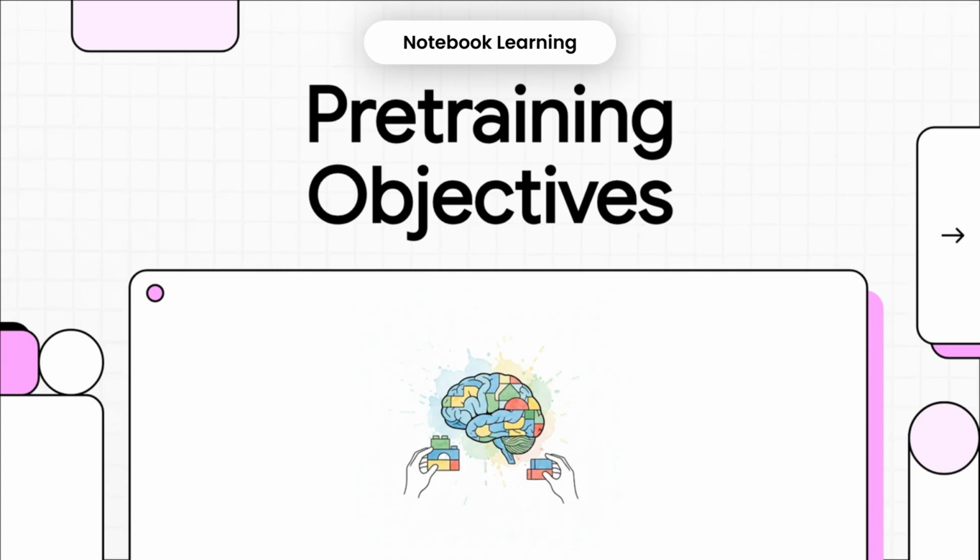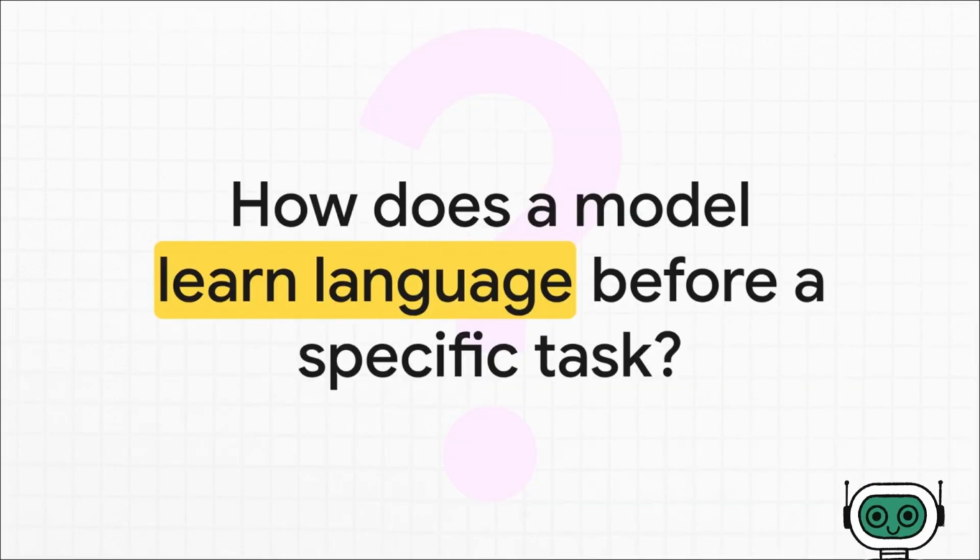Welcome to day 78. Have you ever wondered how a model like GPT-4 seems to know so much about, well, everything right out of the box? It's not magic. It's the result of a very deliberate learning phase. Today, we're going to pull back the curtain on pre-training objectives, the specific games that teach a model language from scratch. By the end, you'll understand why some models are great at understanding text and others are built to create it. So here's the fundamental question we need to tackle.